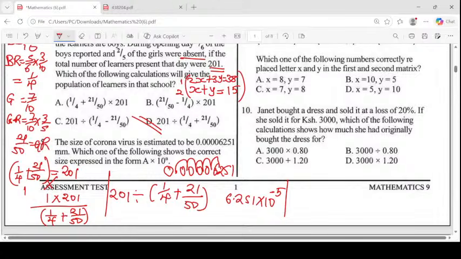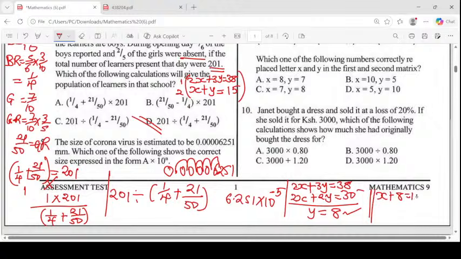So the first equation will just remain 2x plus 3y is equal to 38. Then 2x plus 2y is equals to 30. When you subtract, 2x and 2x vanishes, 3y minus 2y, that is y, is equal to 38 minus 30, this is 8. So the value of y is 8. Once you have y as 8, remember we had x plus y is 15. So x plus 8 should give us 15, meaning x will be 15 minus 8, which is 7.